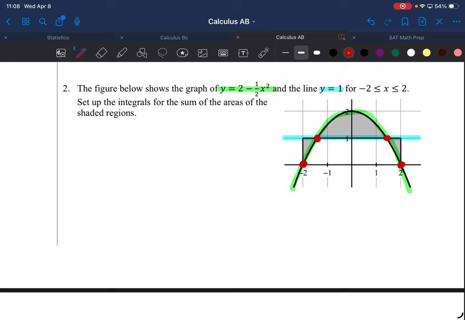Notice in our example on number 1, we had 3 intersections, which means we had to create 2 integrals. Now that we have 4 intersections, how many integrals do you think we have to create?